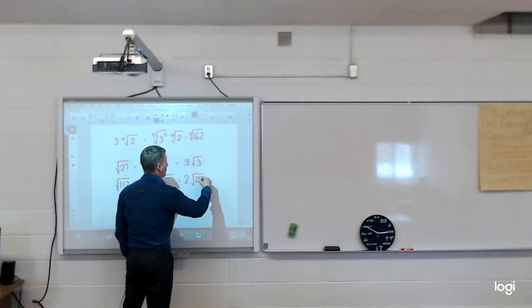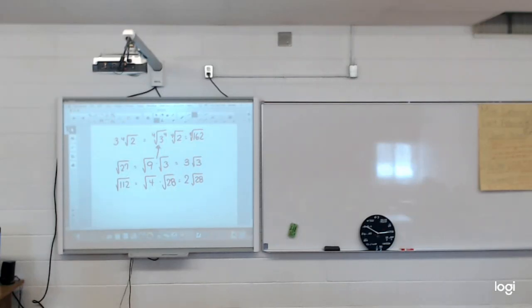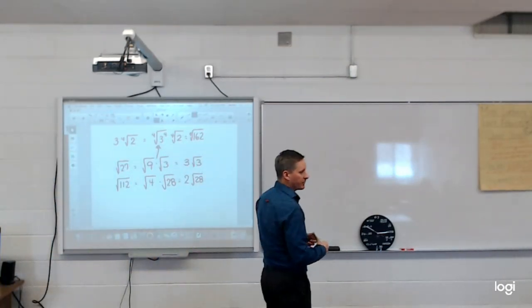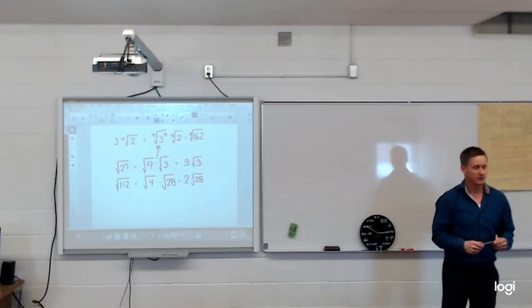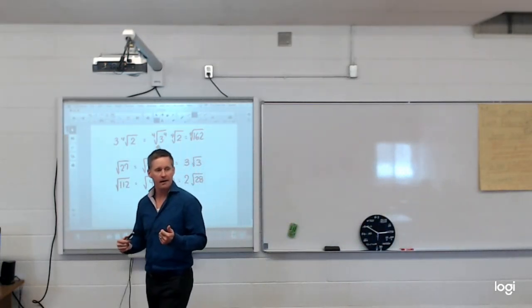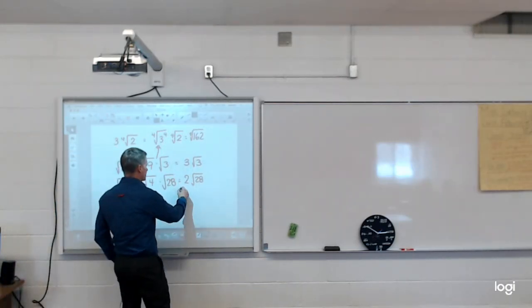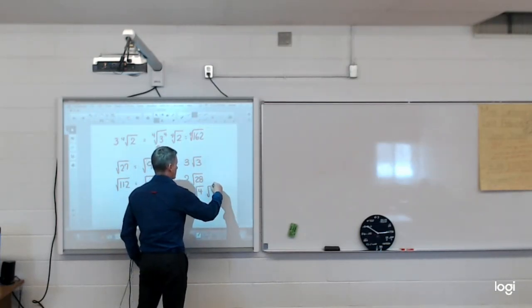Now, I want you to look at 28 for a second here. Is there a perfect square that goes into 28? Is there a number that goes into 28 that's a perfect square? Is 7 a perfect square? 4. Is 4 going into 28? How many times? Brandon, you just said it. How many times is 4 going into 28? 7 times. So now, watch this. 2 times square root 4 times square root 7.